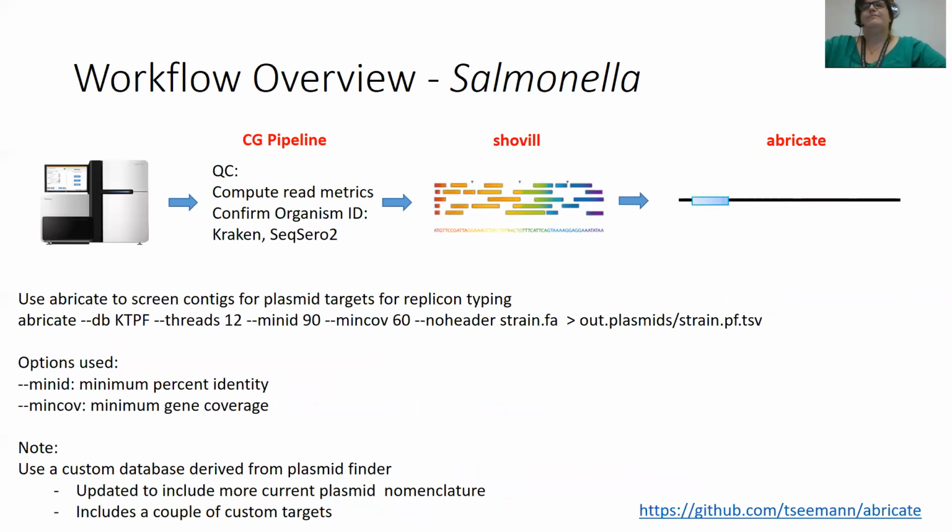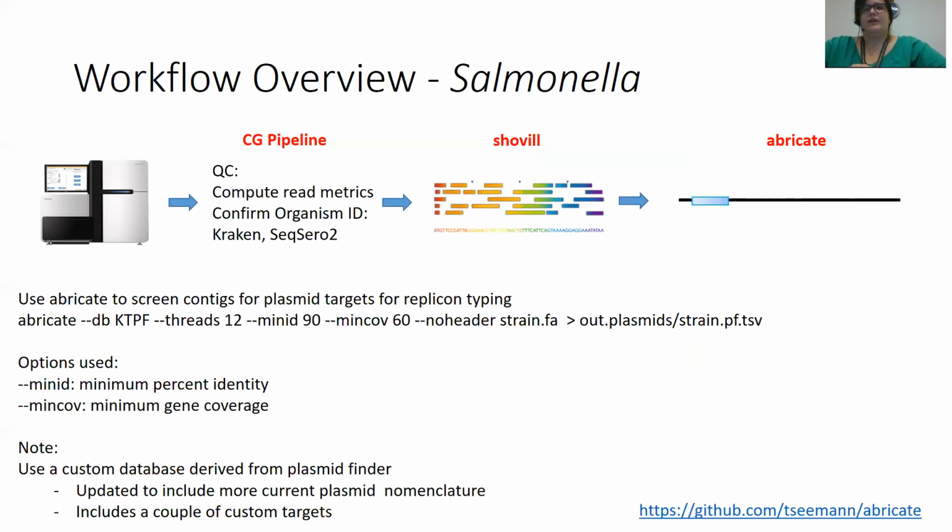This presentation isn't about plasmids, but I think I should mention it because it's something we do as part of our routine characterization. We have a custom plasmid database that's developed off of PlasmidFinder. One of my colleagues has updated this to include more current plasmid nomenclature than what's reflected in PlasmidFinder, and it includes a couple of custom targets that encompass a few plasmids of interest that we see routinely. We've submitted these changes to PlasmidFinder, but they've yet to do anything on this. So hopefully it's something they'll do. If not, I think this is something we'll try to make public.